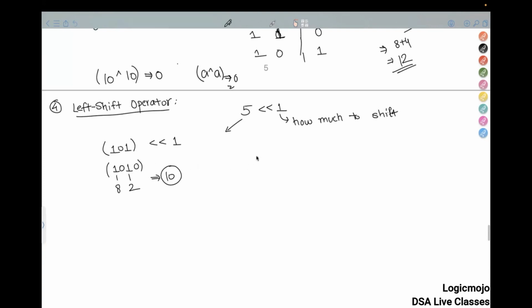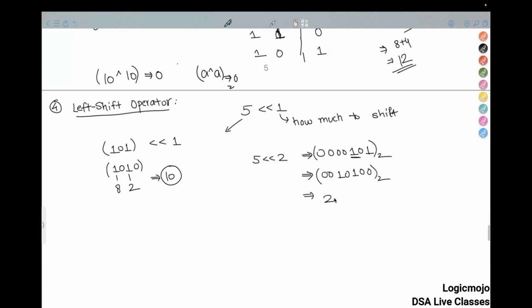Now, if someone asks you to shift 5 to the left by 2 bits, 2 bits means you have 101, and some zeros in front, right? That we don't count. Shifting it by 2 bits to the left means we will shift the number to the left by 2 bits. Simple. So this place comes here, this one comes here, this one comes here, and these 2 places will become 0, and these 2 will still be there.